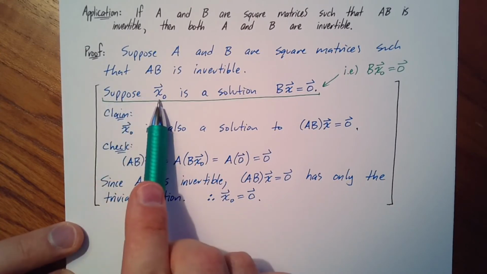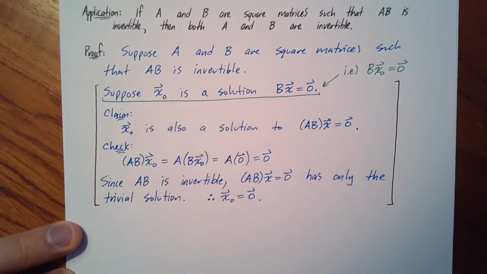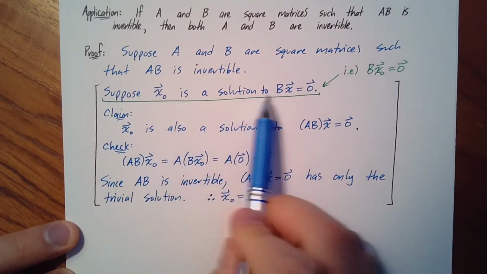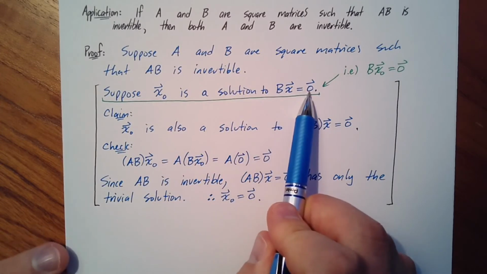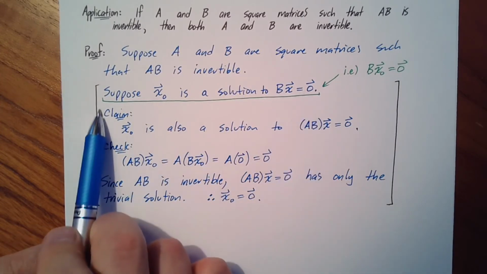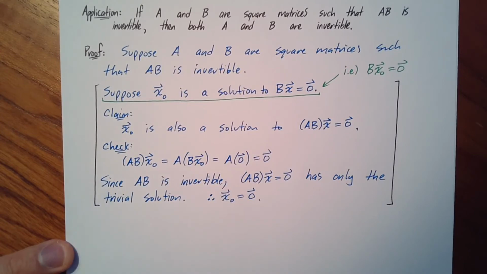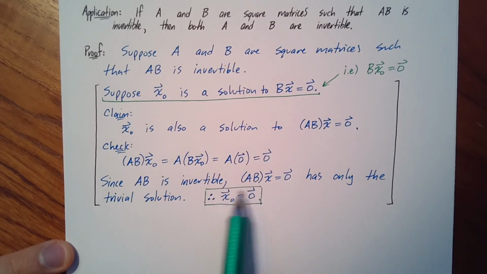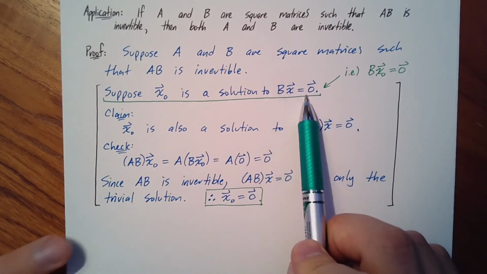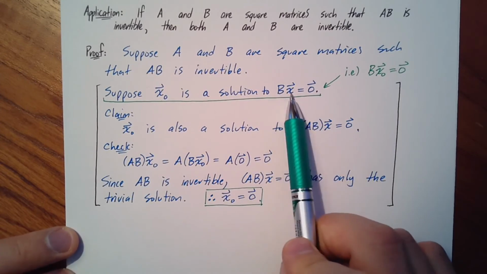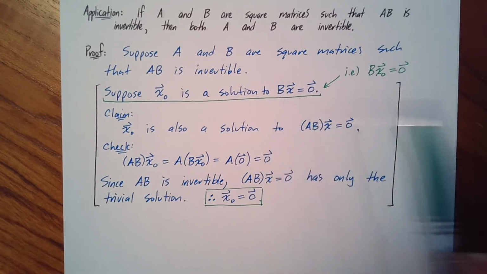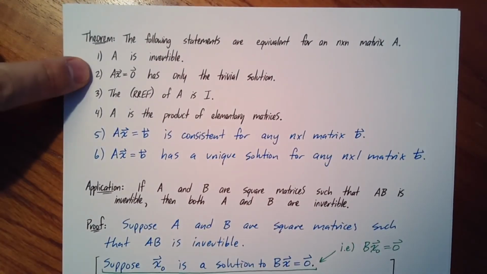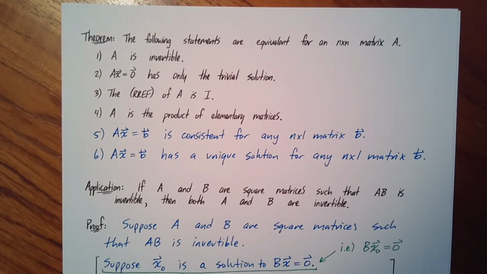First of all, we started by assuming we had some solution. Suppose that x naught bar is a solution to the matrix equation Bx equals 0. Okay, well, it followed from our work afterwards that we were able to conclude that this x naught bar is actually equal to the trivial solution. Well, that means the matrix equation Bx equals 0, the associated homogeneous system with the matrix B, has only the trivial solution. Well, again, based on the equivalence of statement 1 and statement 2, that means the matrix B is invertible.